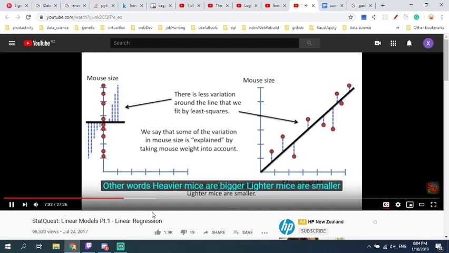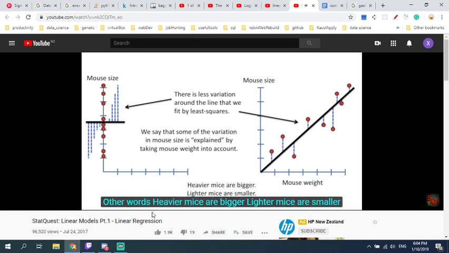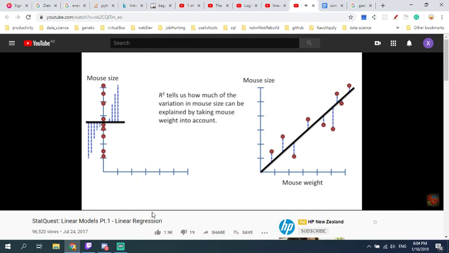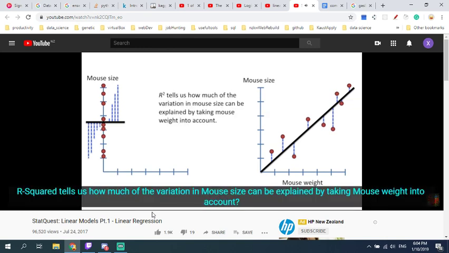In other words, heavier mice are bigger, lighter mice are smaller. R squared tells us how much of the variation in mouse size can be explained by taking mouse weight into account.